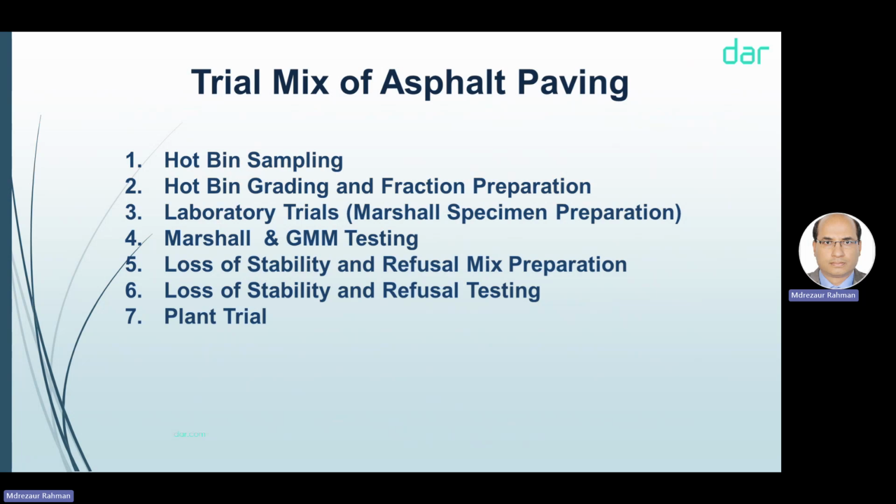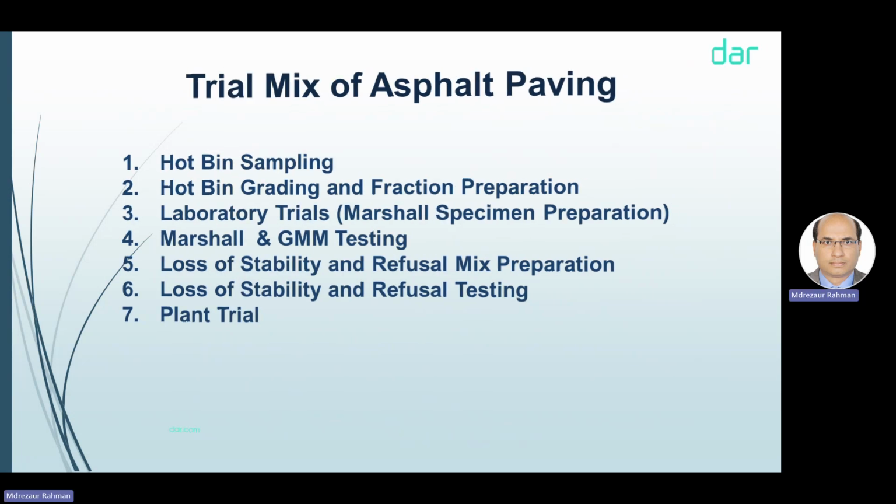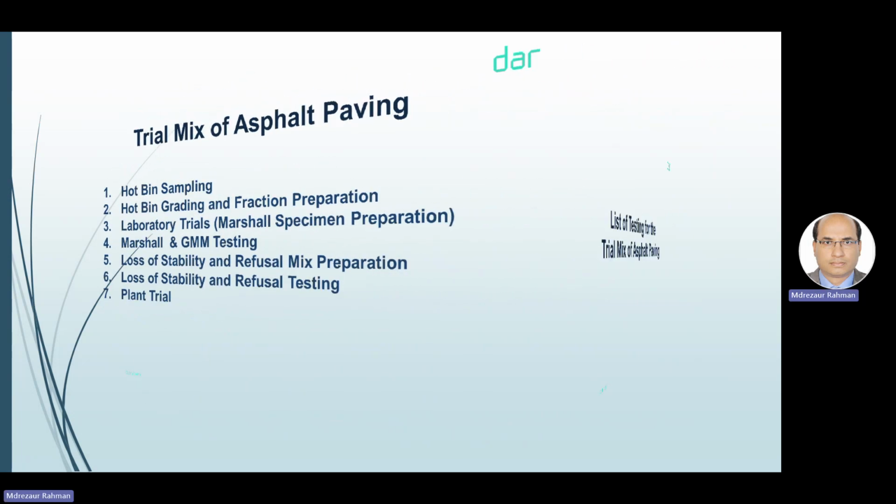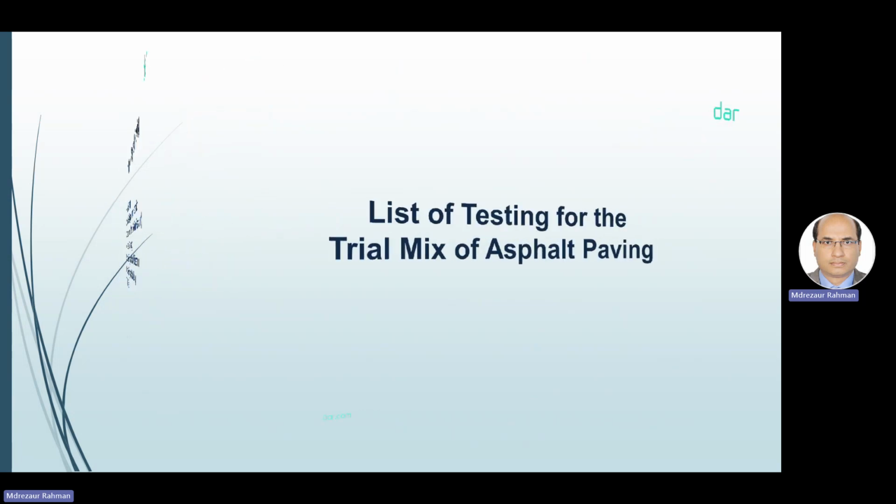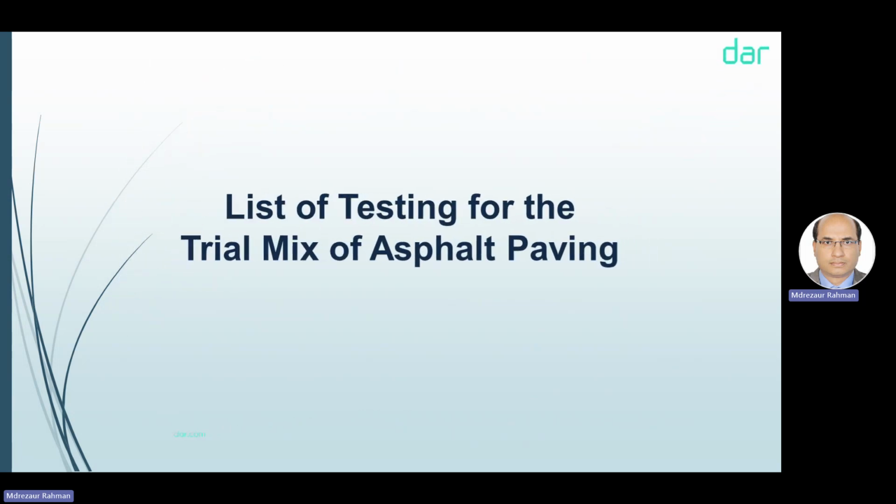This is basically for the material inspector. If it is required, we'll go into details. Generally, everybody knows what Marshall is, right? GMM is basically specific gravity, and loss of stability and refusal. Refusal means the maximum possible density. So this is a generic idea. Understand here? Okay, next we'll go for the list of testing for the trial mix paving.